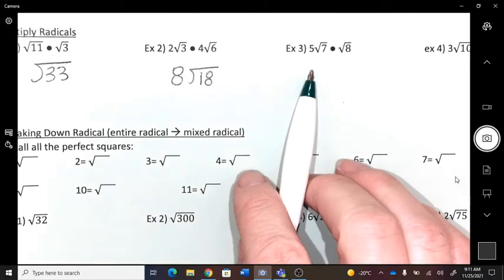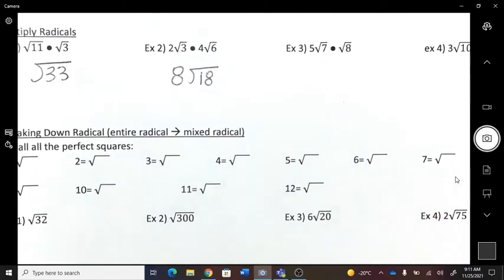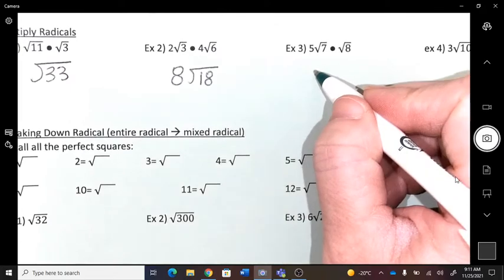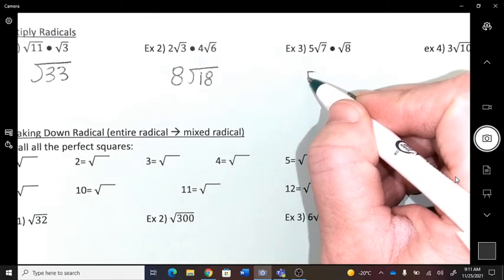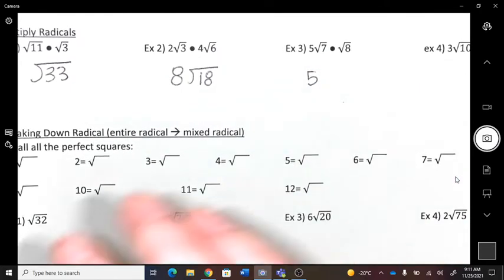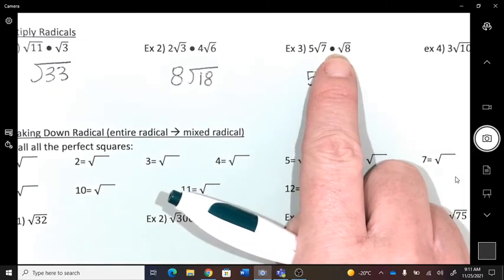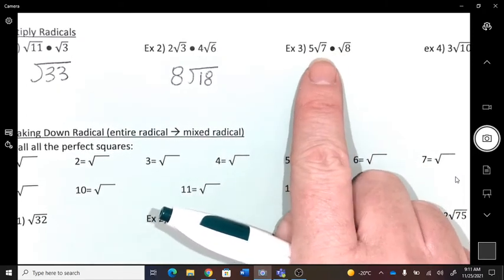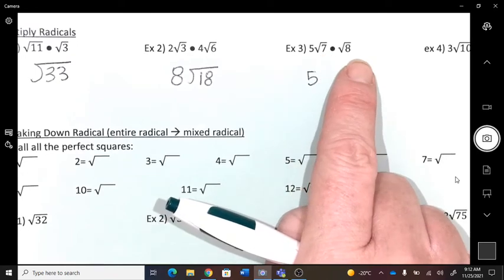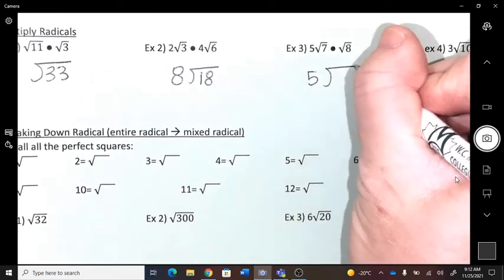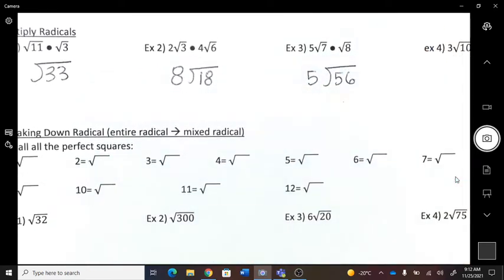Okay, so number 3. The whole number is going to be a 5, right? Because there's a 5 on this, there's a 1 on that. And the root is a root 7 and a root 8, which makes root 56.